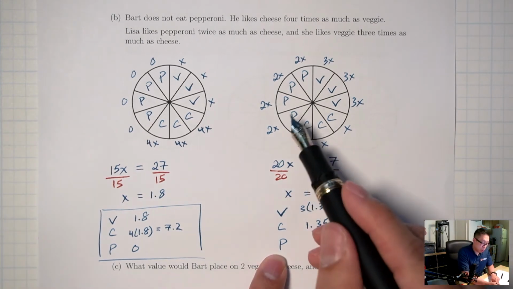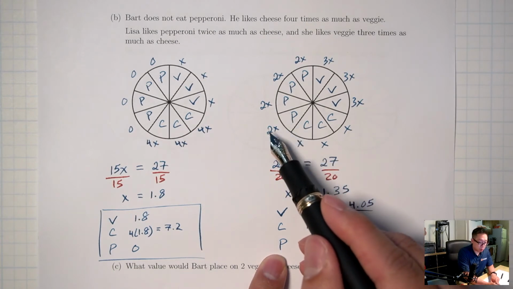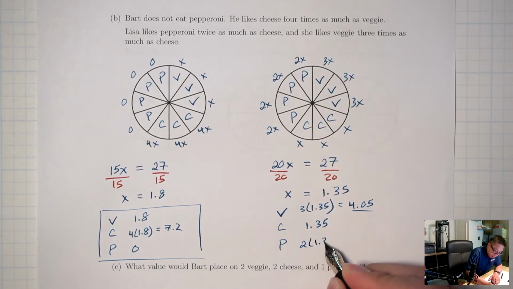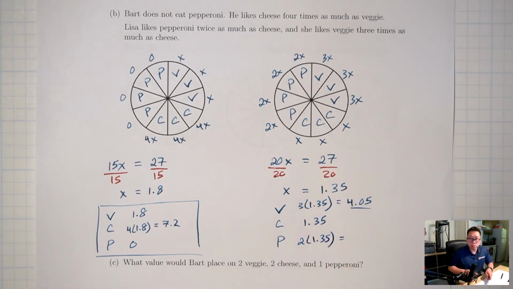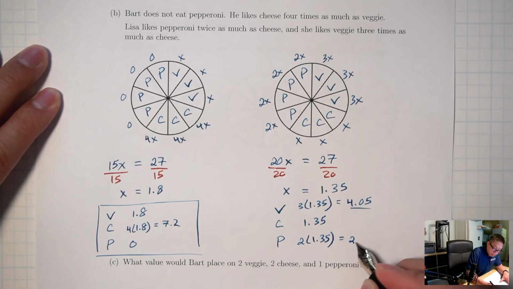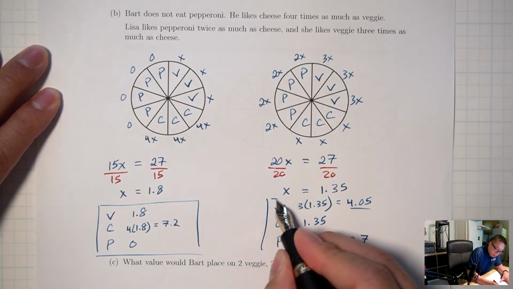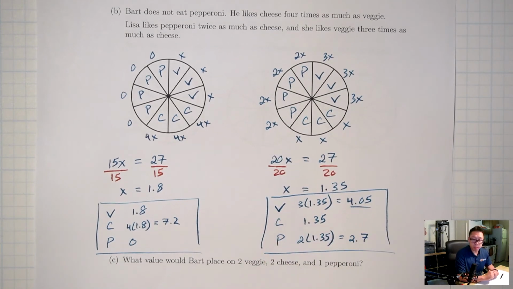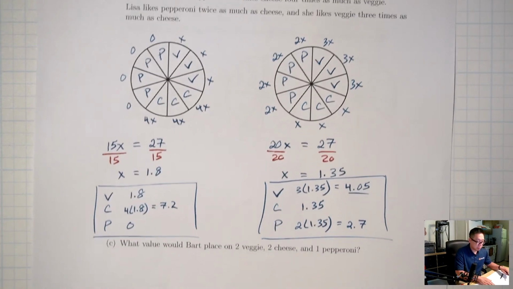And then pepperoni, we labeled as 2x. That means 2 times x. So 2 times the 1.35. 2 times 1.35 is 2.7. And this is Lisa's values of each slice. She values the veggie $4.05, the cheese $1.35, and the pepperoni 2.7, or $2.70.